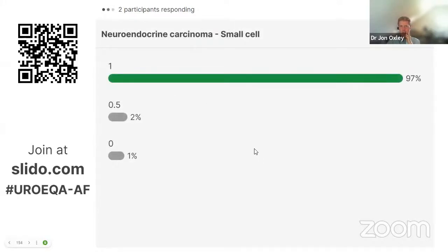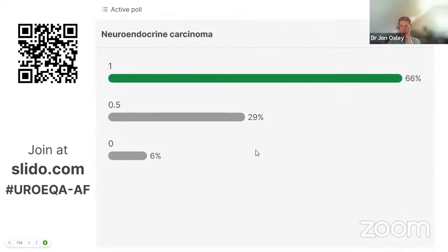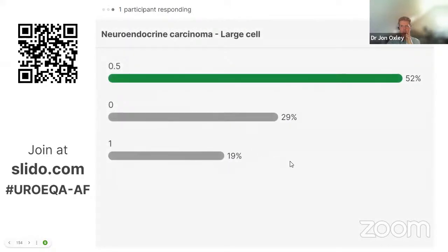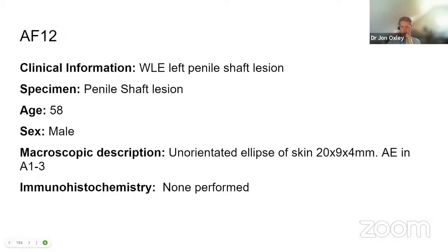Right, neuroendocrine, small cell, 1. Urothelial carcinoma with small cell, 1. Neuroendocrine carcinoma, 1. Neuroendocrine carcinoma, large cell, half. Metastatic tumor, 0. Okay, did you get those, Nick?